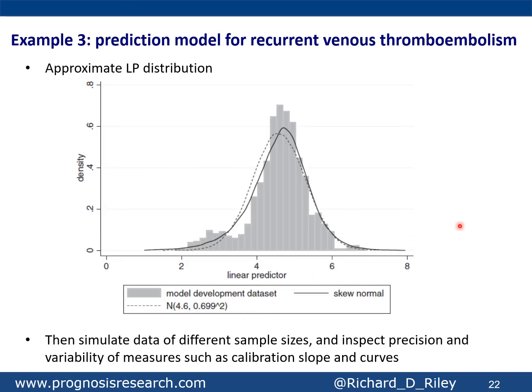So the third example, this is in our paper for survival models, looking at the prediction for recurrent venous thromboembolism. And the original paper had this histogram, and like I said earlier, we could use a skew normal or a normal distribution. It doesn't make much difference in terms of the actual results in the end. So simulating different sample sizes and examining the precision of estimates such as the z-statistic and calibration slopes, but also, and this holds true for all of the calculations, let's have a look at the precision of the calibration curves and the variability of calibration curves we might expect to see.